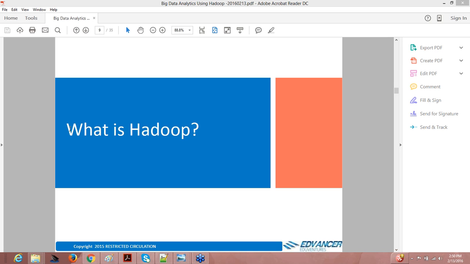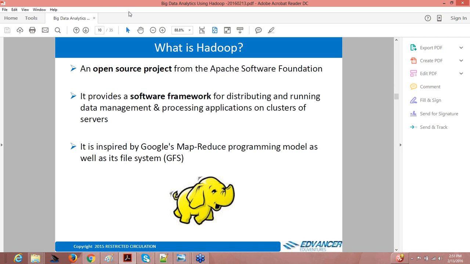All right. Now let's talk about what is Hadoop. We understood the definition of big data, which has three dimensions: volume, velocity, and variety. Now let's try to understand what is Hadoop. So why do we need Hadoop for managing big data? Hadoop is an open source project from Apache Software Foundation. Hadoop provides a software framework for distributing and running data management and processing applications on a cluster of servers.